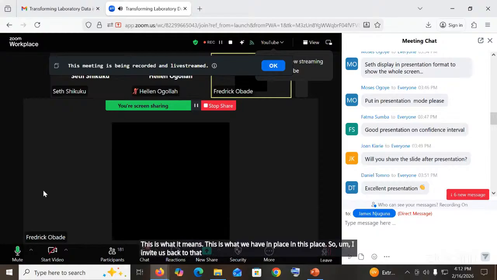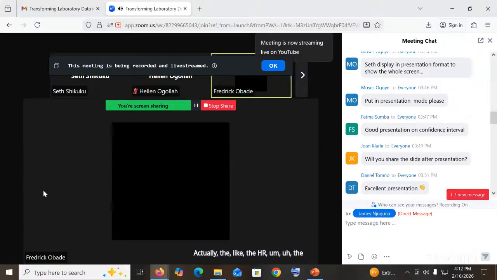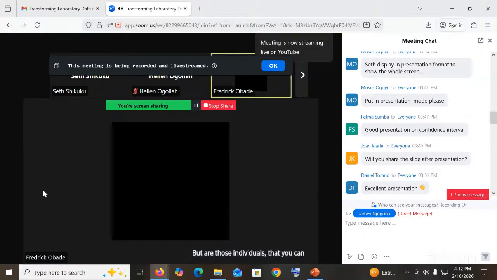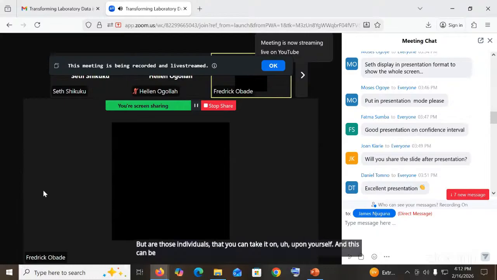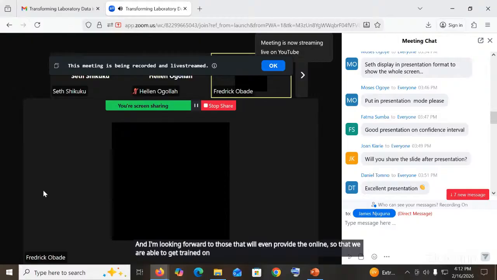And now to answer the question that has been presented on data protection certification, there are those mandatory to be certified, and that includes the HRMs, the human resource officers. They must have the ODPs because they are data protection officers. They are those mandatory, but there are those individual that you can take it upon yourself, and this can be found within the Kenya School of Law. Strathmore also has some, and I'm looking forward to those that will even provide online, so that we are able to get trained on data protection, because we have the Data Protection Act.